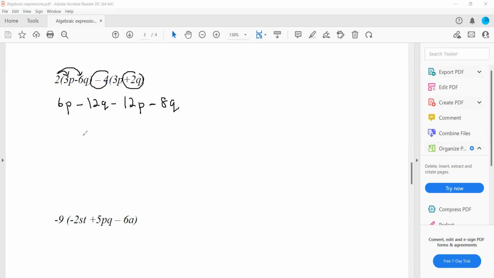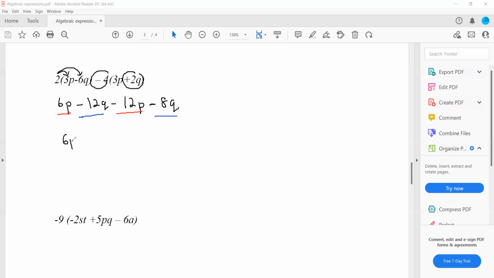Okay, is there anything similar? Okay, so we got, let's underline similar things. We got 6p and minus 12p. And then we also got the q's. So minus 12q minus 8q. So we're going to put it together now.